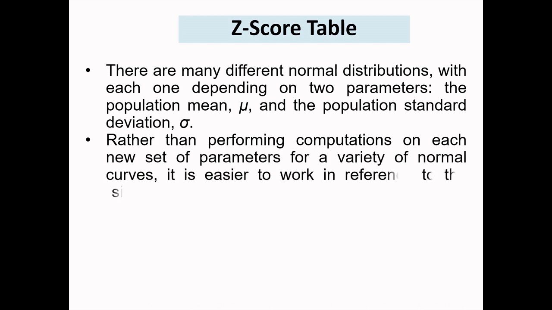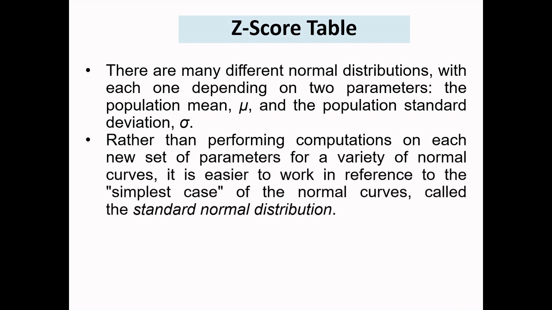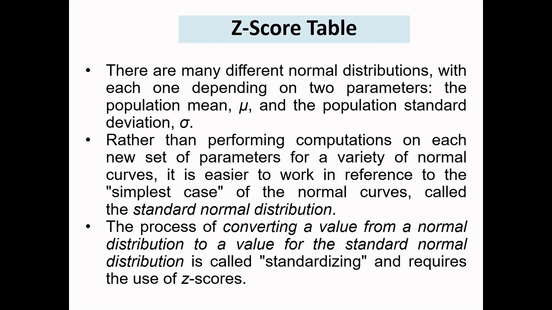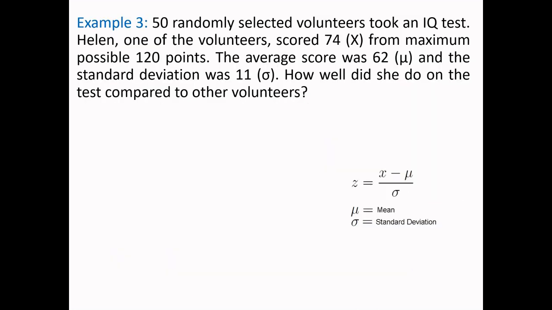Rather than performing computations on each new set of parameters for a variety of normal curves, it is easier to work in reference to the simplest case of normal curves called standard normal distribution. And the process of converting the value from normal distribution to a value for standard normal distribution is called standardizing and requires the use of Z-score from Z-score table.